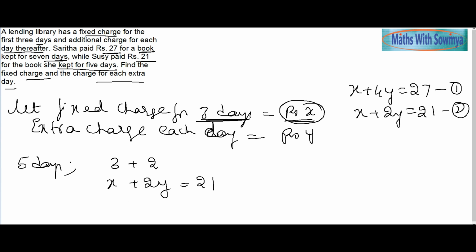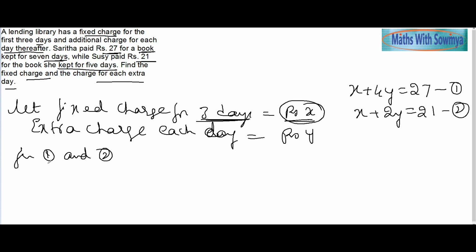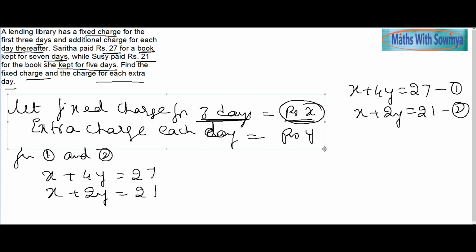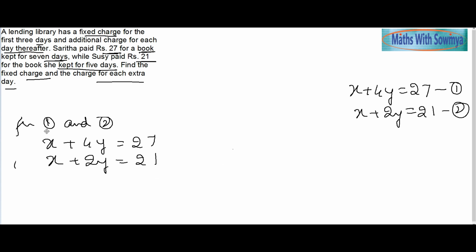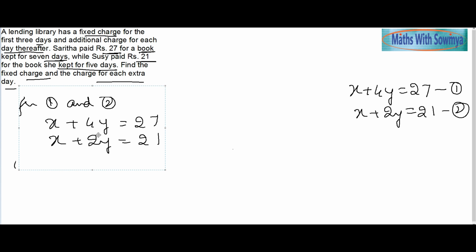So 2 equations are there with you. Now you can simply go and solve the 2 equations. So I am going to say here from 1 and 2. What is this? x plus 4y is equal to 27 and x plus 2y, which is equal to 21. I clear some of it here so that we get some space to work out. Okay. So now this is direct.